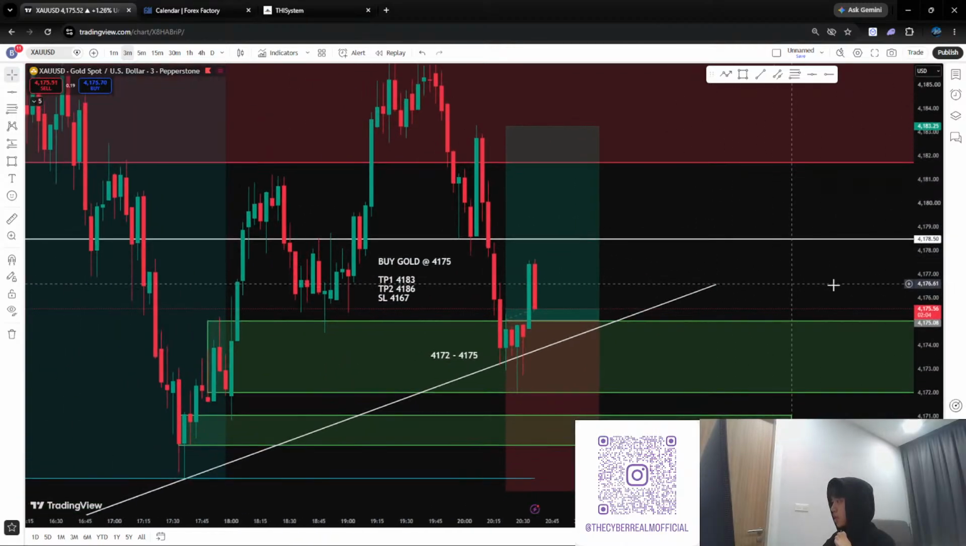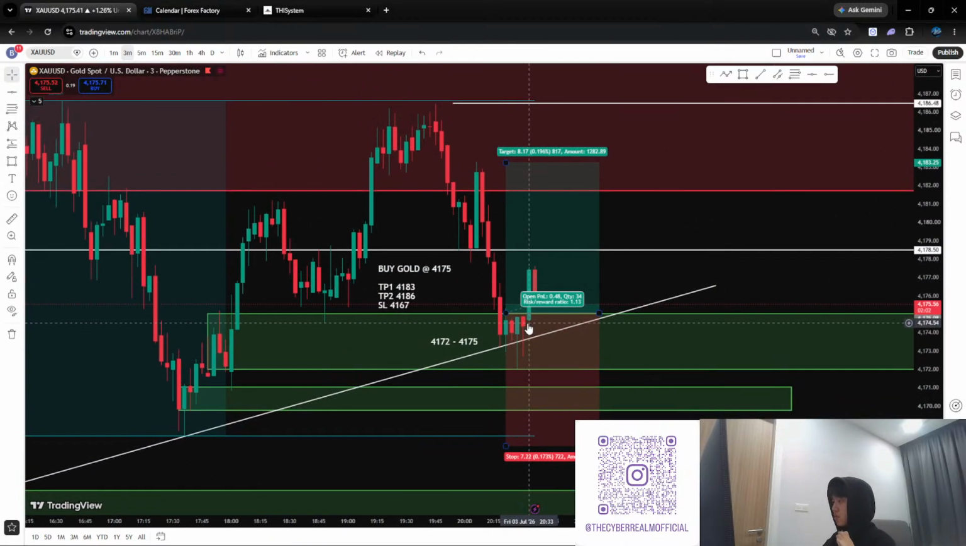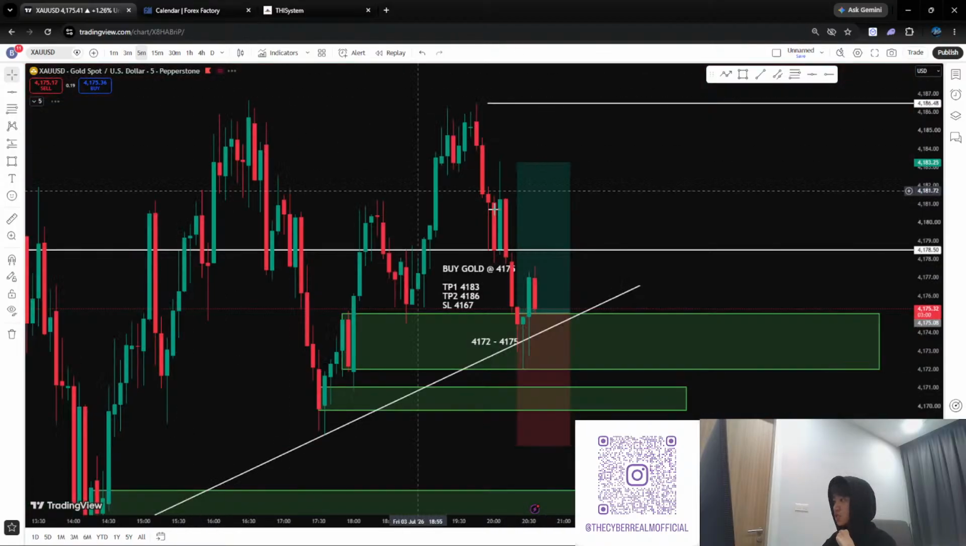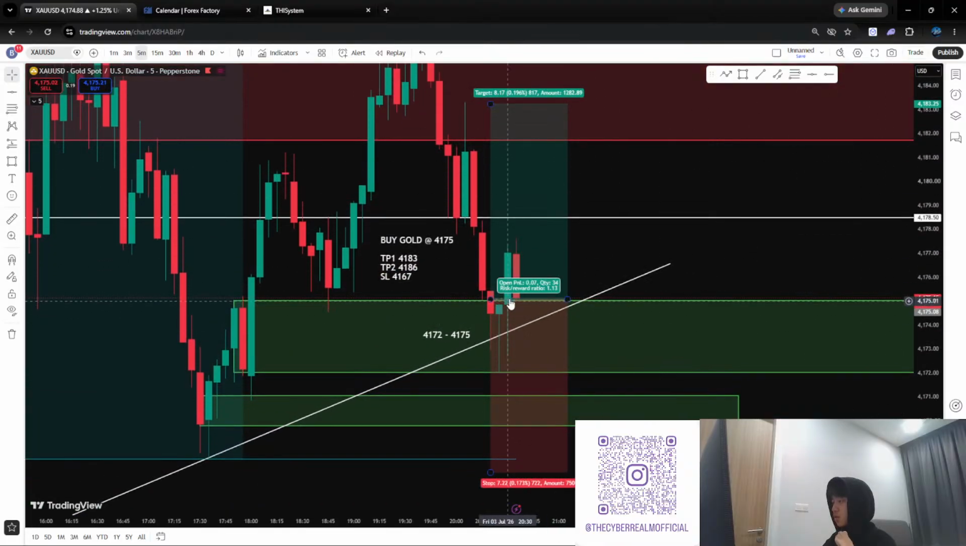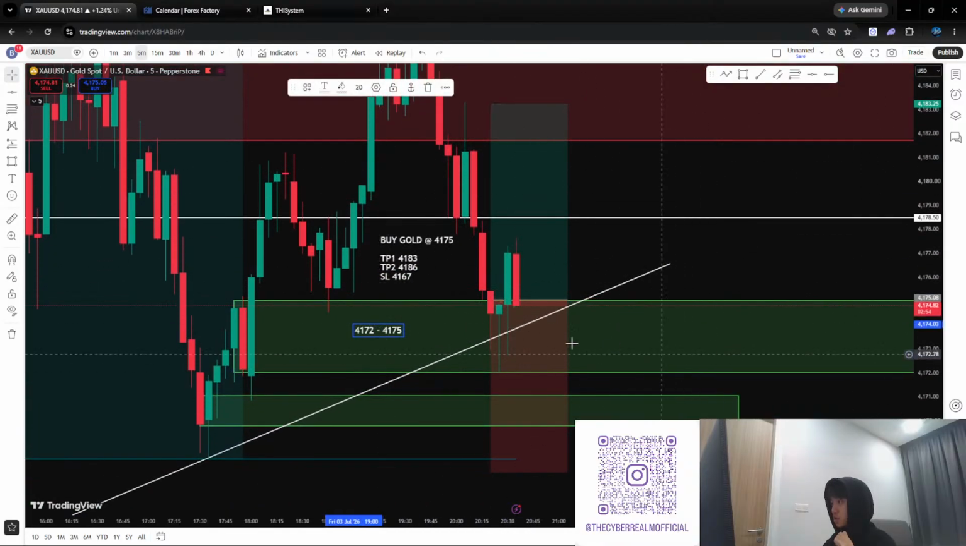Our goal is coming back down again. Even with this impulsive move, it's coming back down again. So let's see how price reacts when it reaches this area of this box again.